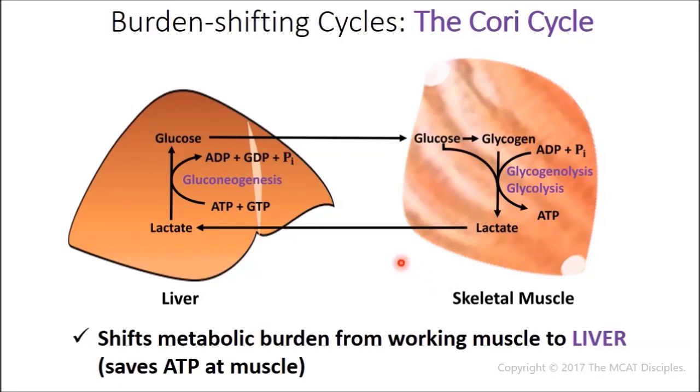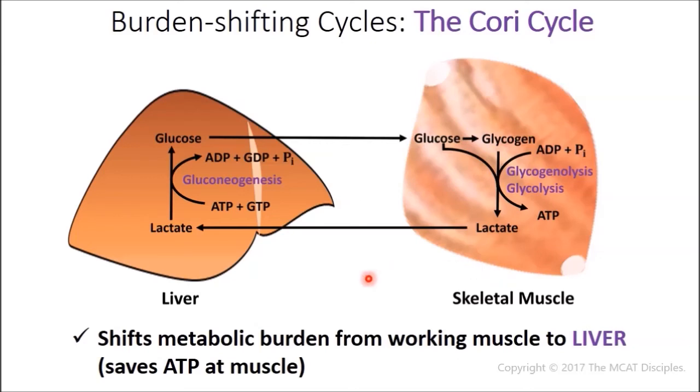Another burden-shifting cycle is the Cori cycle. It's very similar to the glucose-alanine cycle. It's all oriented toward saving energy and saving time at the muscle. So why don't we start at the liver? The liver sends glucose out into the bloodstream to the skeletal muscle. Again, it can be converted into glycogen, or used in glycolysis or glycogenolysis to form lactate.